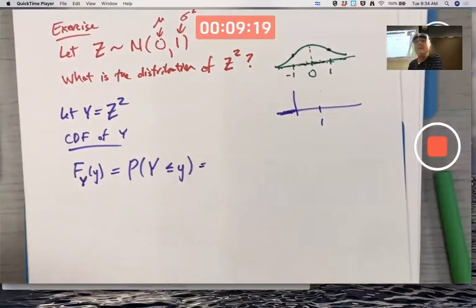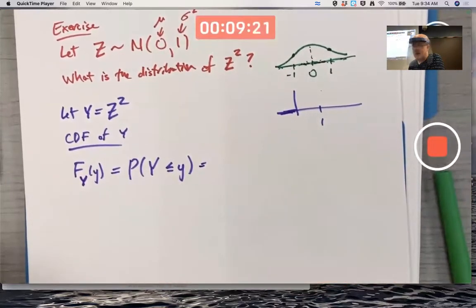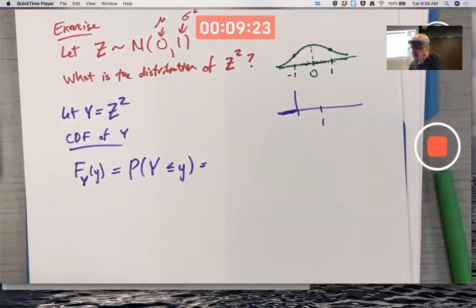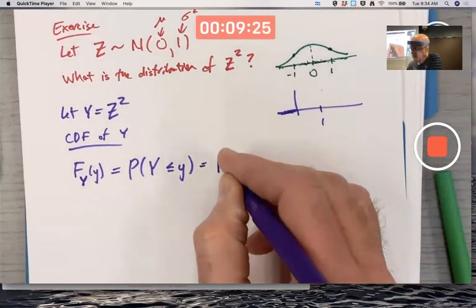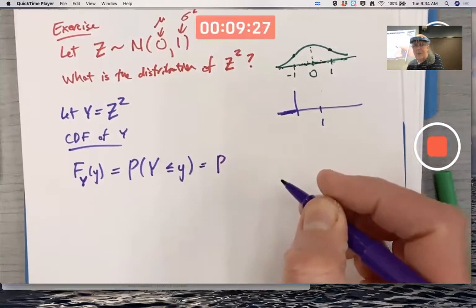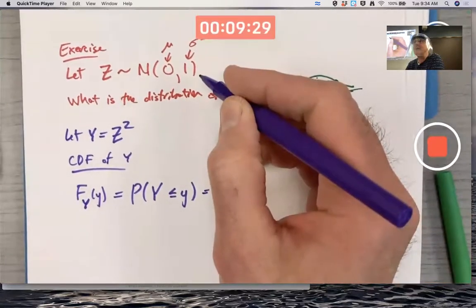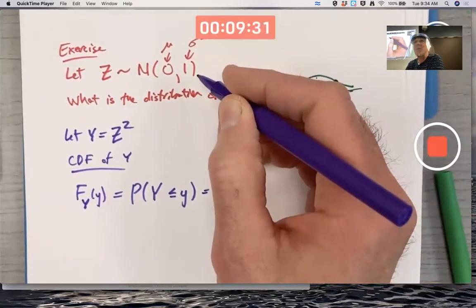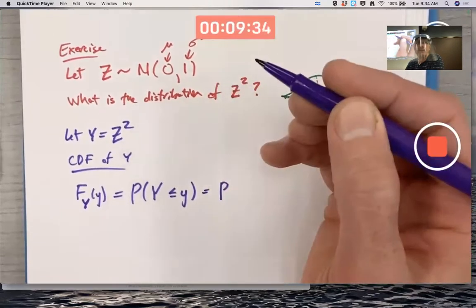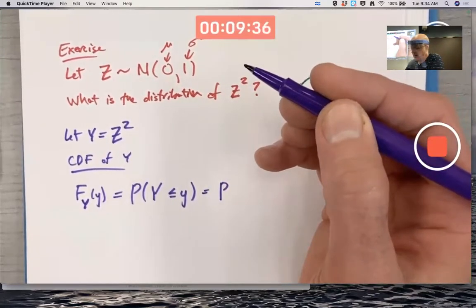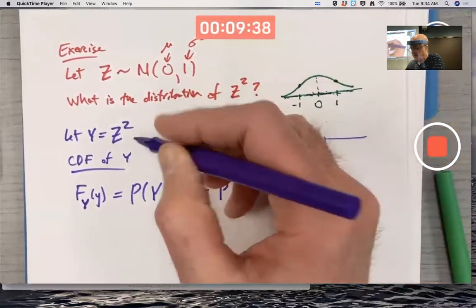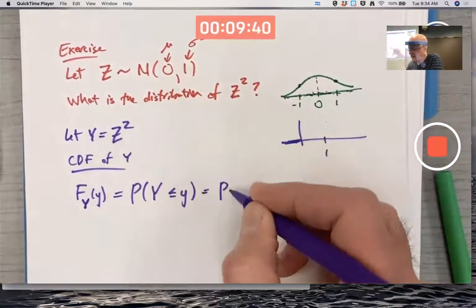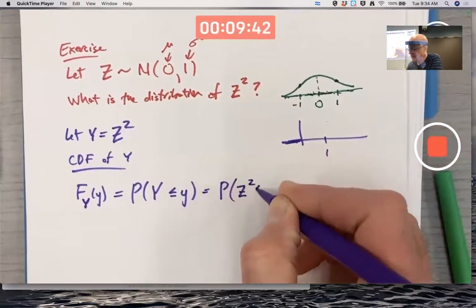I'm not going to actually compute it as an integral here. I'd like to think about it theoretically. What should I do? Well, I better use what I'm assuming somehow, right? I'm assuming Z is standard normal. I better use that. How? Well, I'm saying Y equals Z squared, so go ahead and replace Y with Z squared.